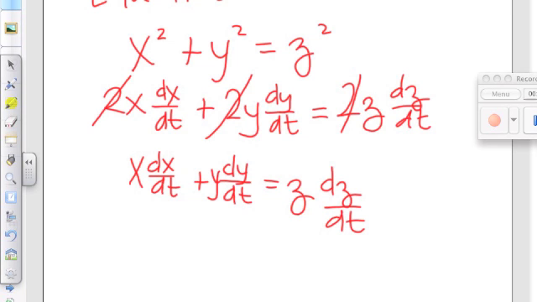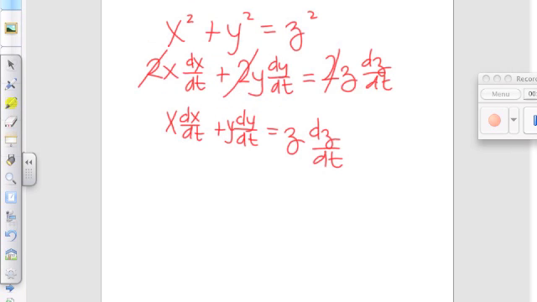Well, now I actually need to find all these values. I know my x, right? It gave me that my x was going to be 0.8 miles. I know my y is 0.6 miles. I'm looking for my dx/dt, but I'm given my dy/dt. I'm given my dz/dt, but am I given my z? No, I'm not. Indirectly, I am.